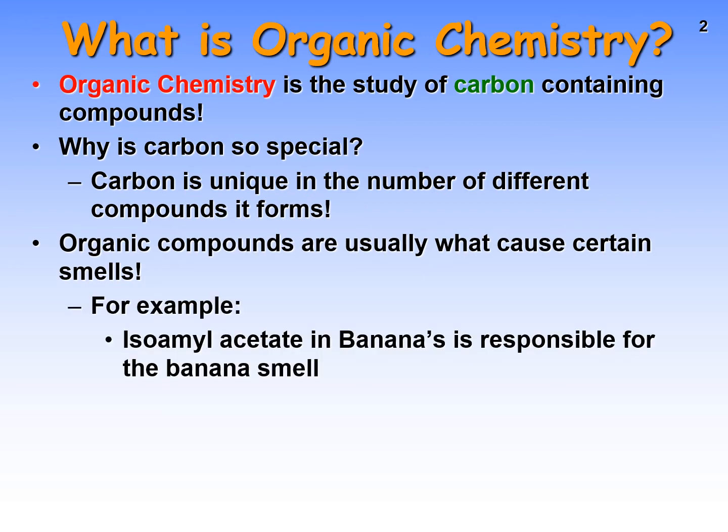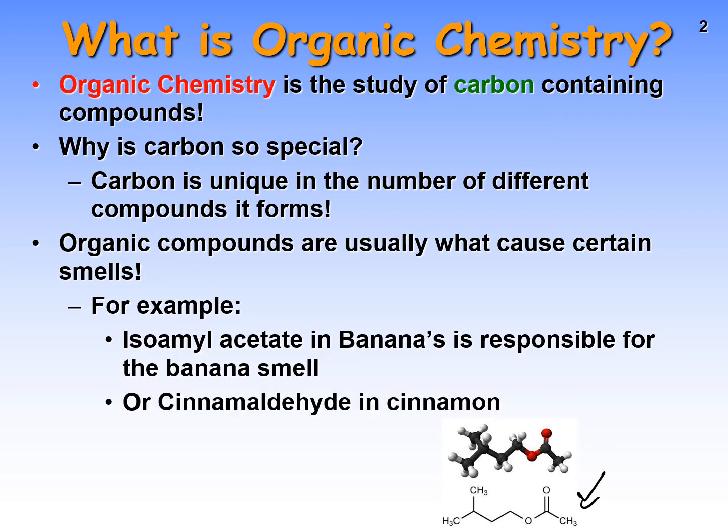For example, isoamyl acetate is the smell that you smell when you smell bananas, right? And it looks like this. This is isoamyl acetate. And we'll talk about how to read these types of structures in a bit. It's the smell you smell when you think of bananas. Whereas cinnamaldehyde, which is the common name, not the IUPAC or International Naming System, is the smell in cinnamon. So when you smell cinnamon, you smell this guy.